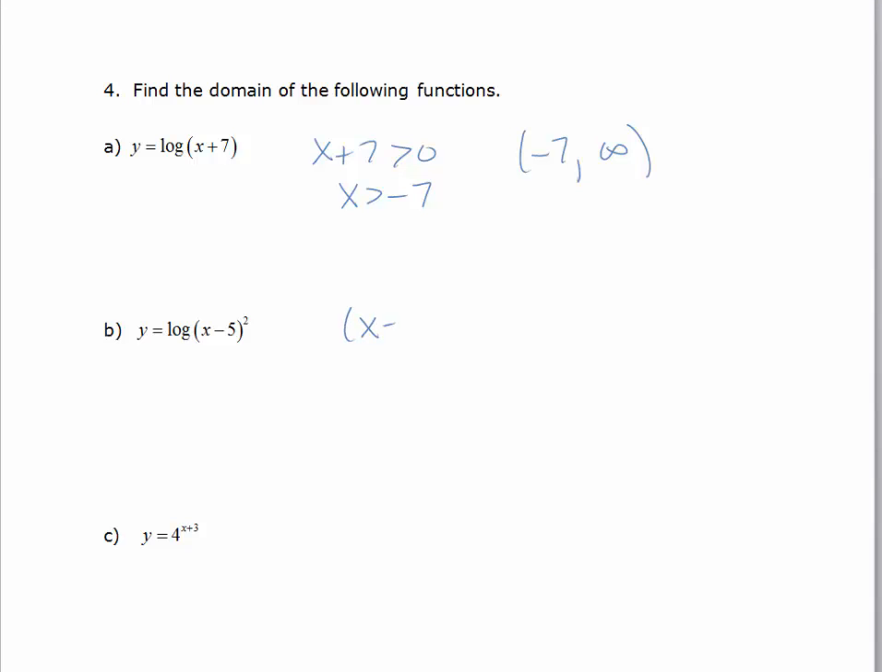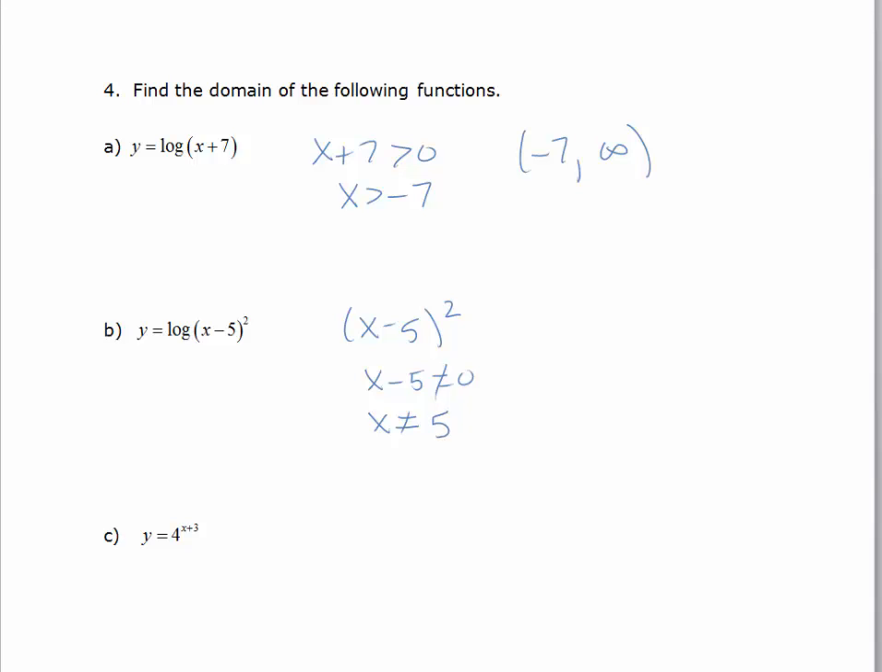Here I know that x minus 5 squared cannot be equal to 0, cannot be negative. What I do know is that this expression will never be negative. The only issue is what value would cause it to equal 0, and that would be when x minus 5 equals 0. So I want x minus 5 to not equal 0. So basically x cannot equal 5.